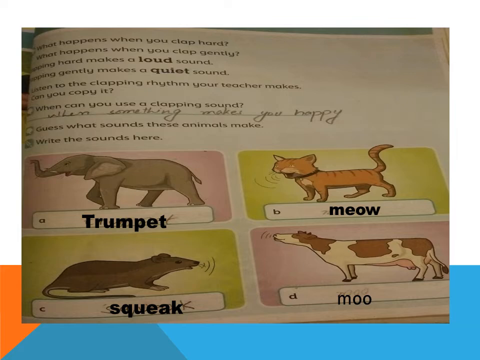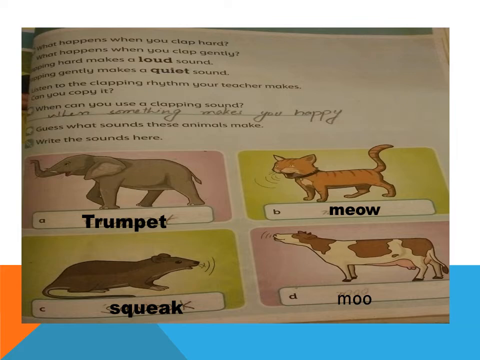So when something makes you happy, what will you write in this line? Write with me. When can you use a clapping sound? When something makes you happy. Write, please, when, W-H-E-N, when. Something, S-O-M-E, some, T-H-I-N-G, thing. When something makes, M-A-K-E-S, makes. You, Y-O-U, you. Happy, H-A-P-P-Y, happy. When something makes you happy.